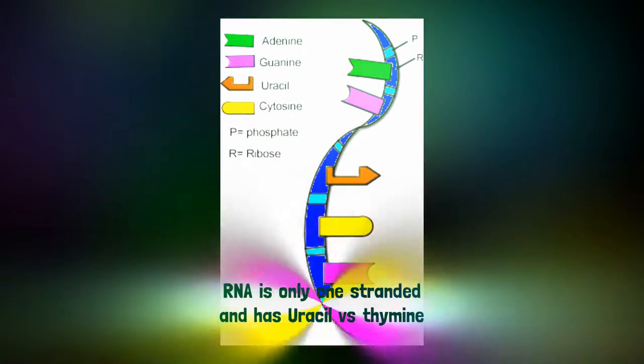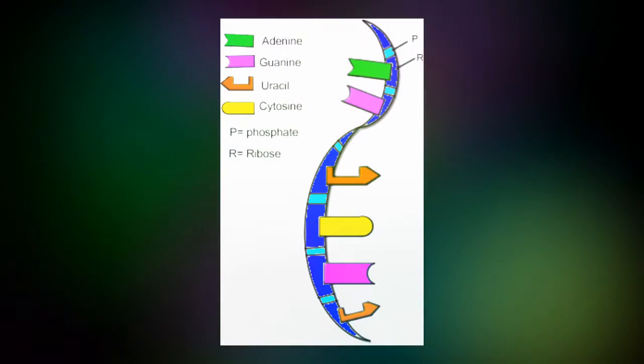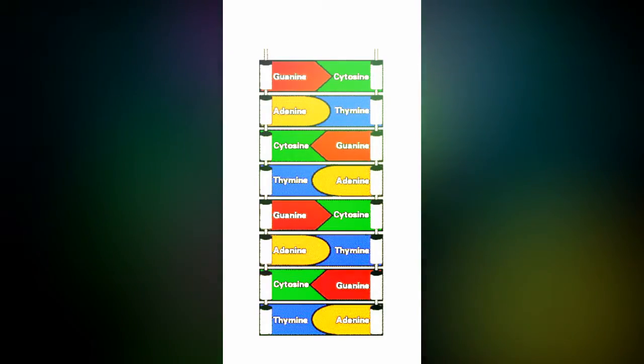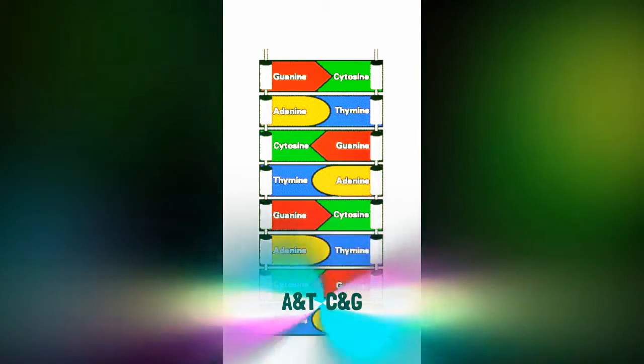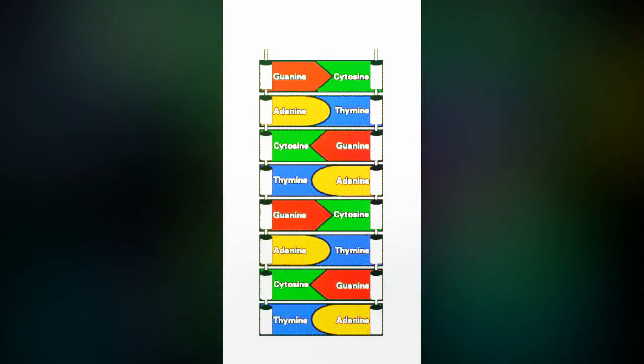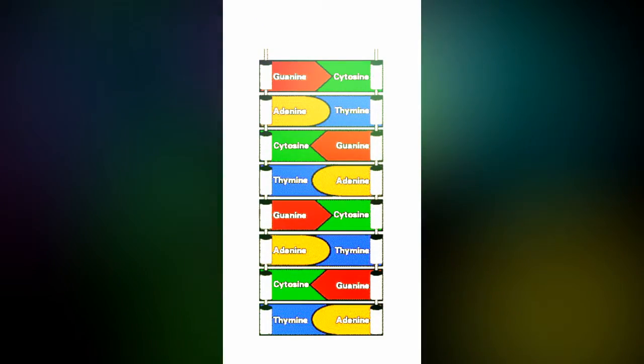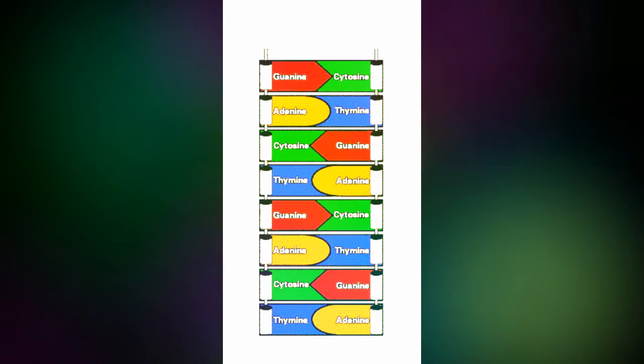When it comes to bases, there are 4 in DNA and 4 in RNA. The bases in DNA are adenine, thymine, guanine, and cytosine. The bases in RNA are adenine, uracil, guanine, and cytosine. In RNA, uracil replaces thymine.